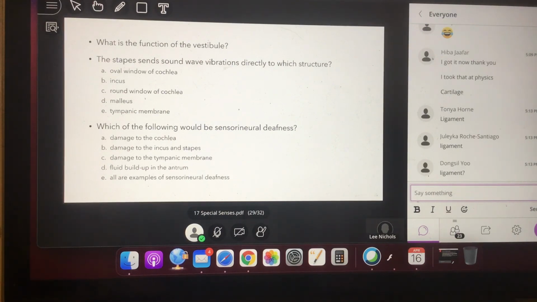I've seen this as a short answer question on past tests, and I want you guys to do this one. What is the function of the vestibule? Give your answer in 2 words. Go back and look at it. We just looked at it a minute ago. Don't over-explain it. Give me an answer in 2 words.